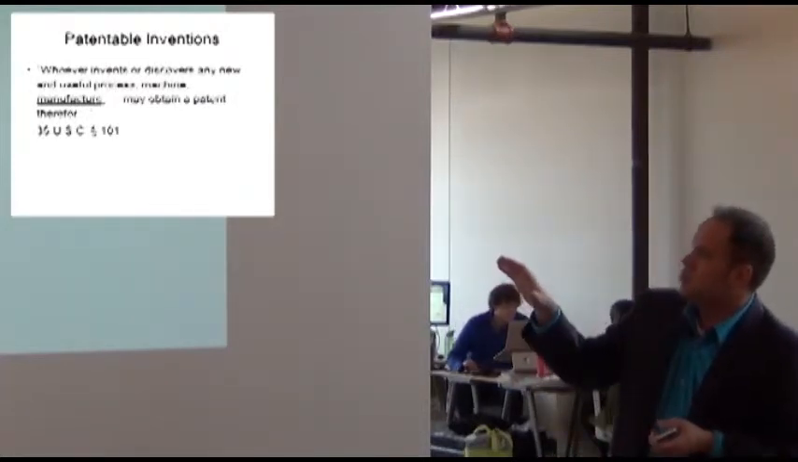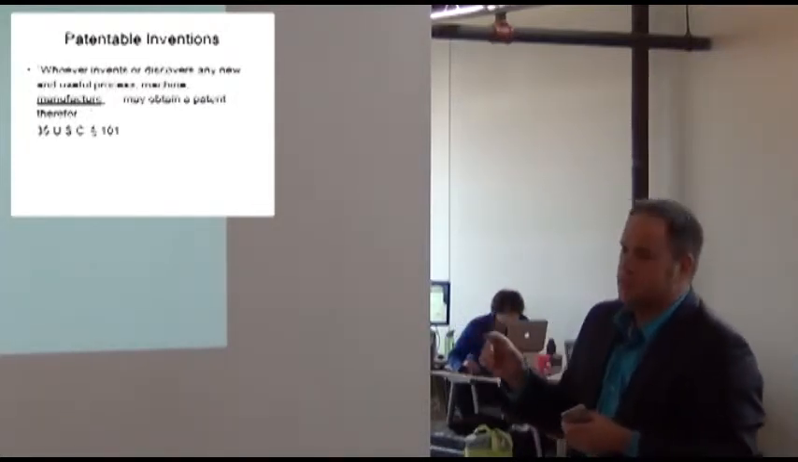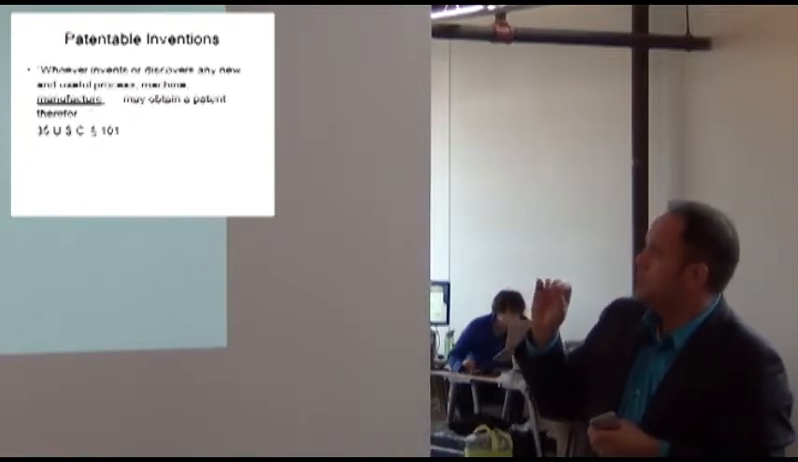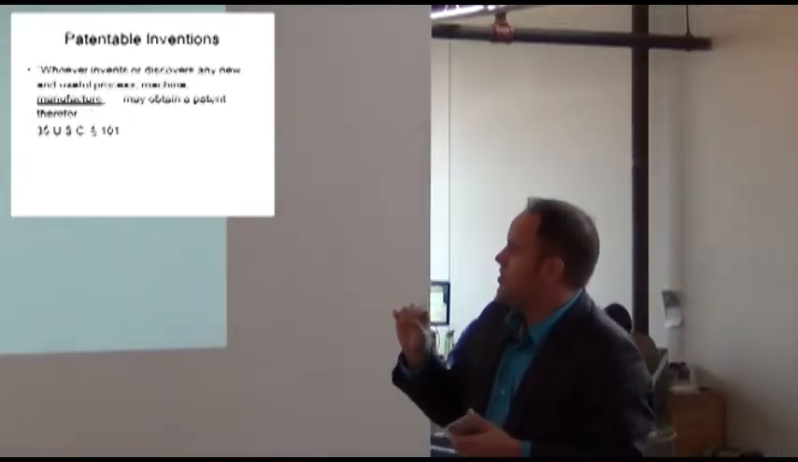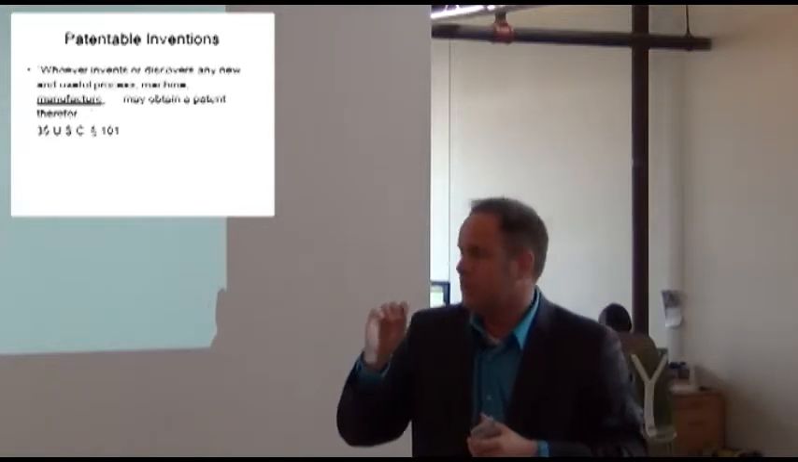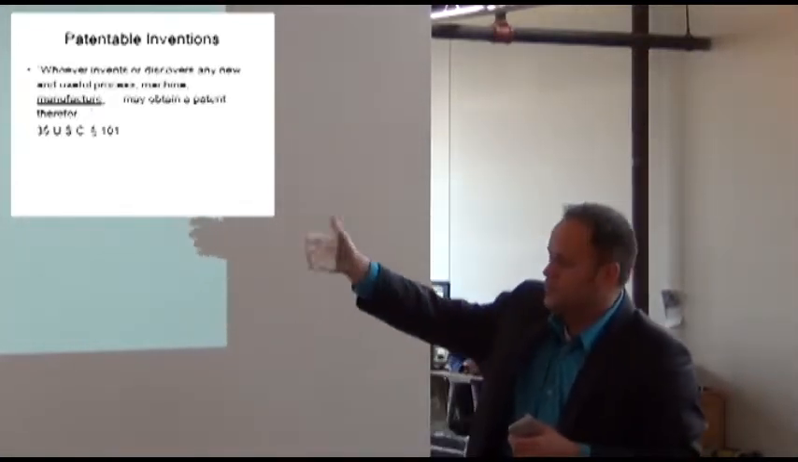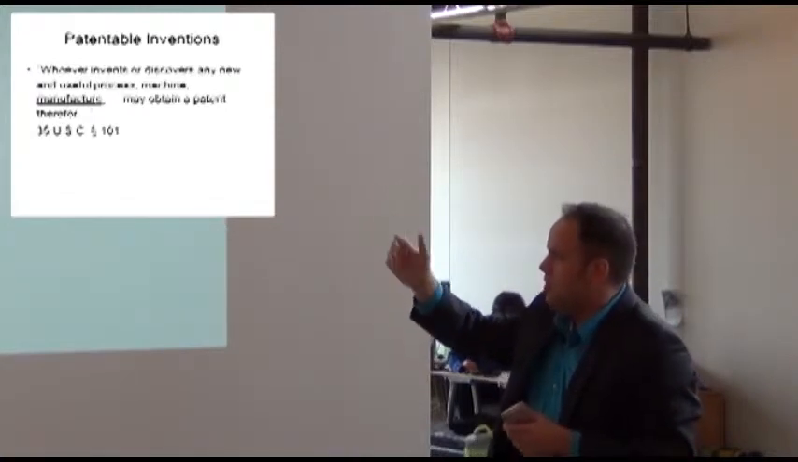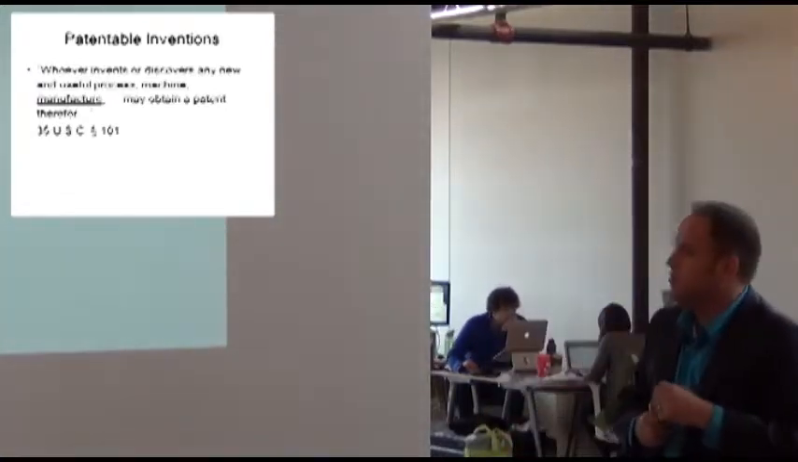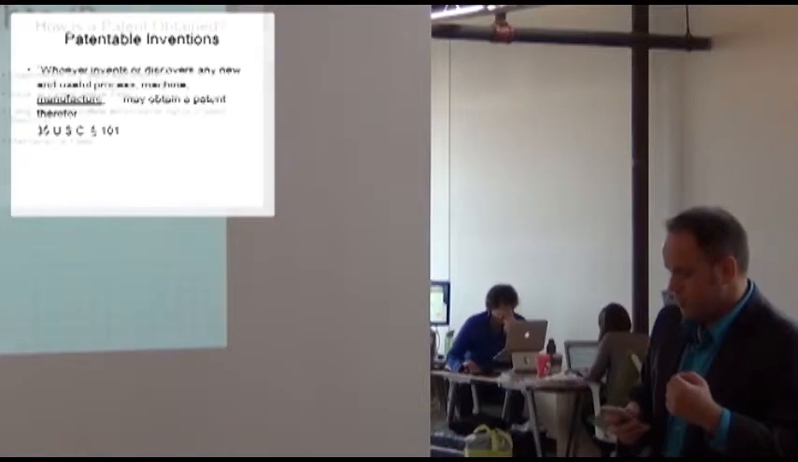First and foremost, the statutory requirements. Whoever invents or discovers any new useful process, machine, or manufacture may obtain a patent therefor. This is set forth in 35 U.S.C. 101, a statute that describes the requirements to obtain a patent.